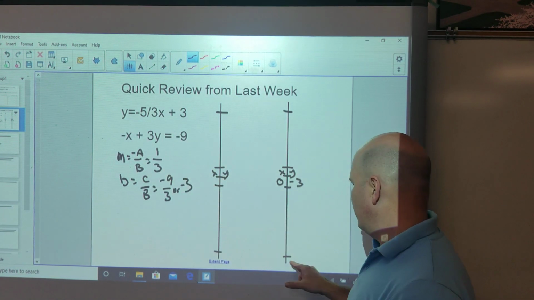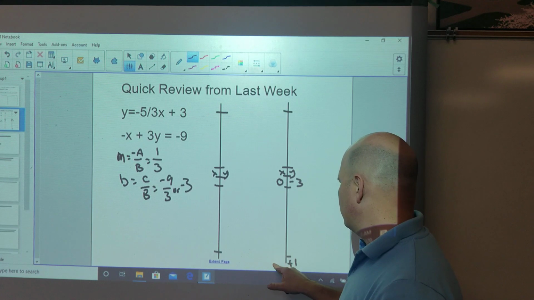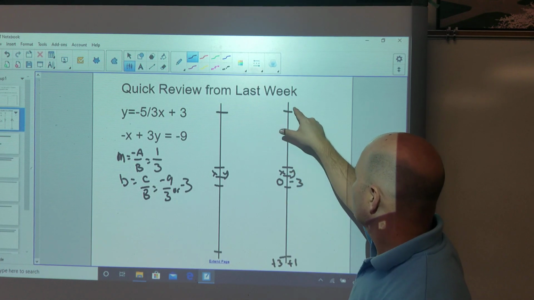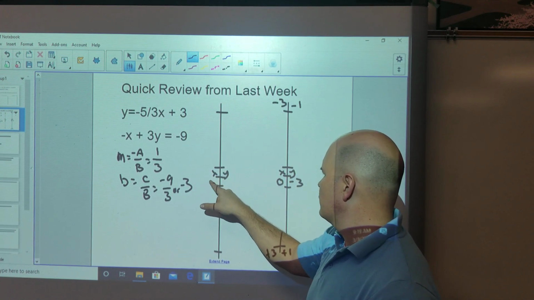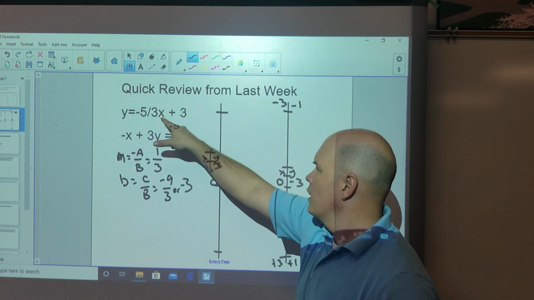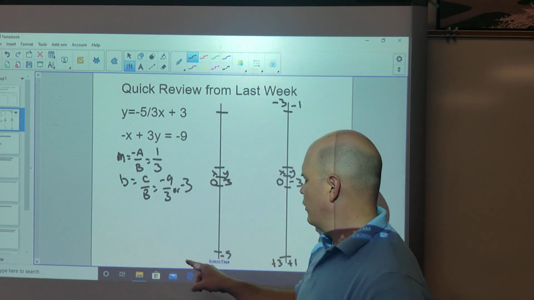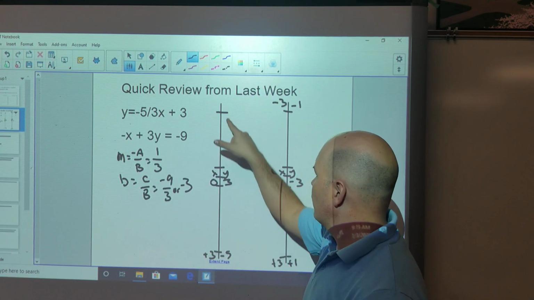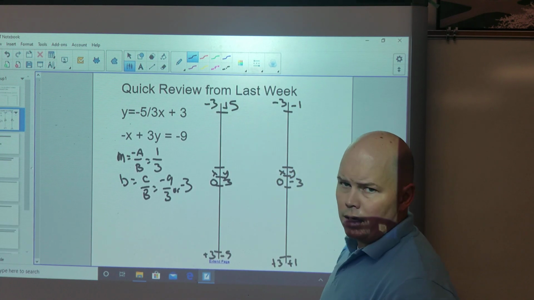I'm going to put my slope down here, it's always y over x, so +1, +3. So up here would be the opposites. Now my y-intercept for this one is +3, and then my slope is -5, which is my y, over 3, which is my x, and then my opposites would be here. Okay? And then I just follow my rules.